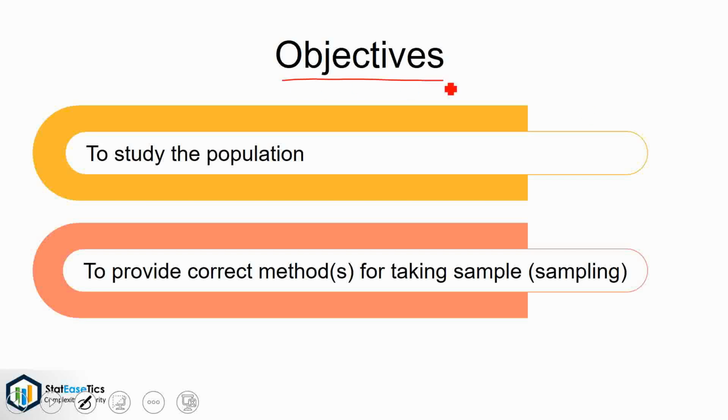What are the objectives of sampling? The objectives of sampling are to study the population, or to provide the correct method or methods for taking a sample, or sampling.